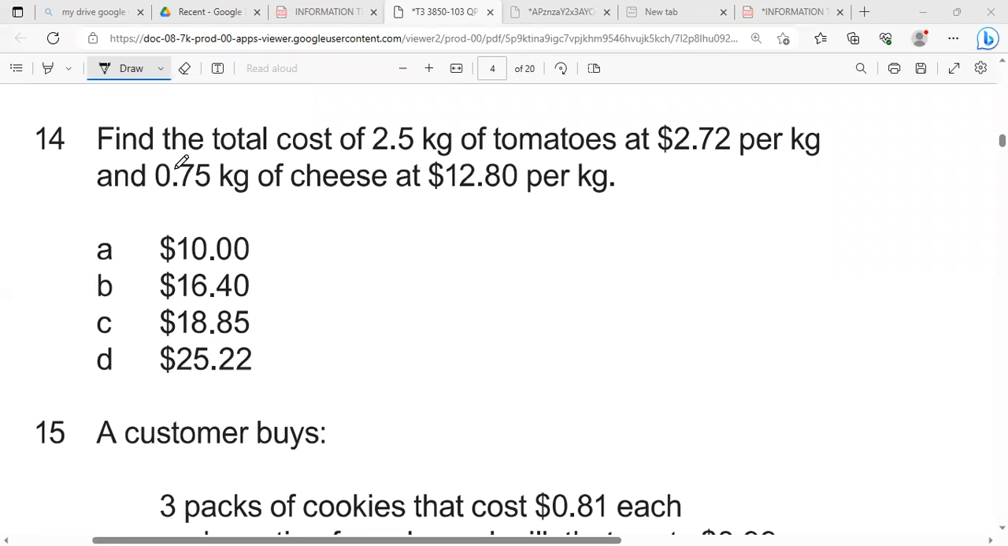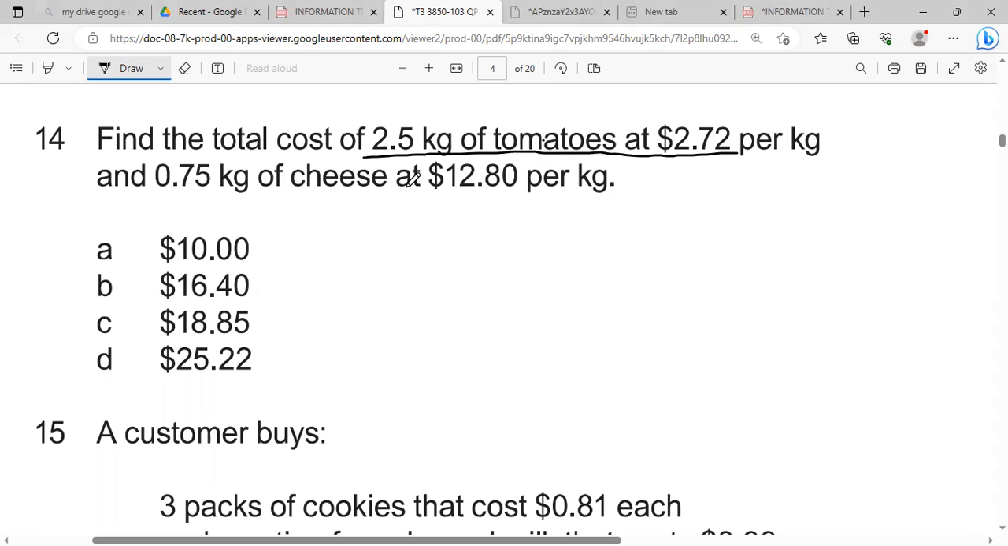All right, so this one says find the total cost of 2.5 kilogram of tomatoes at $2.72 per kilogram and 0.75 kilogram of cheese at $12.80 per kilogram. Let's break it down. So notice that they say the total. So we know we're going to add at some point, but listen to what they say. 2.5 kilogram of tomatoes and the cost is $2.72. So if this is for 1 kilogram, right? So if 1 kilogram costs $2.72, how much would 2.5?